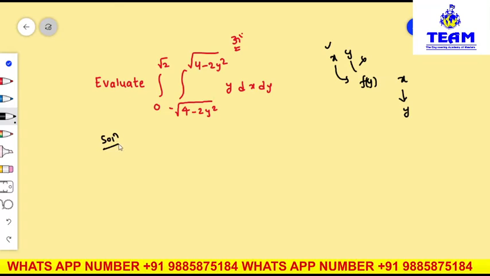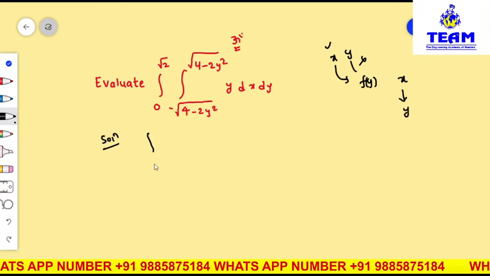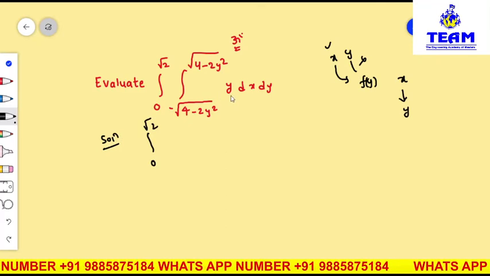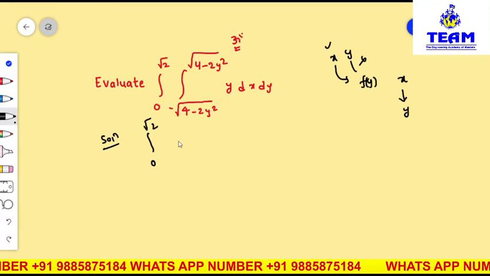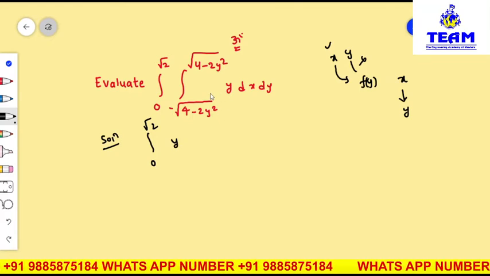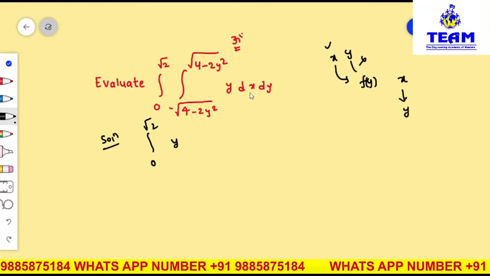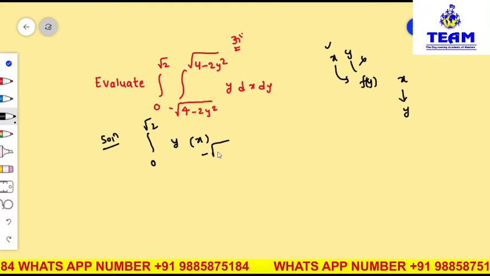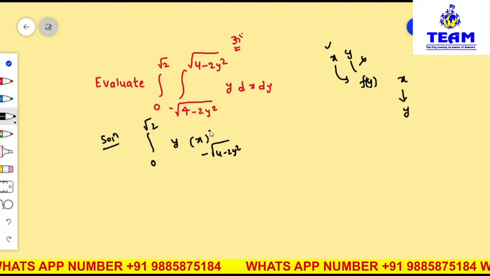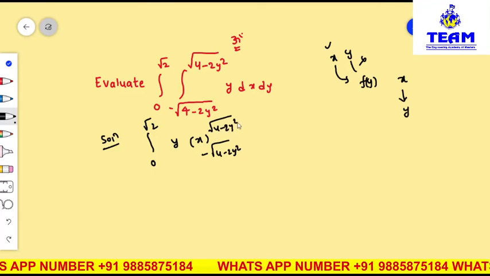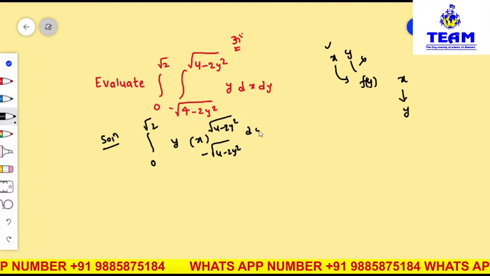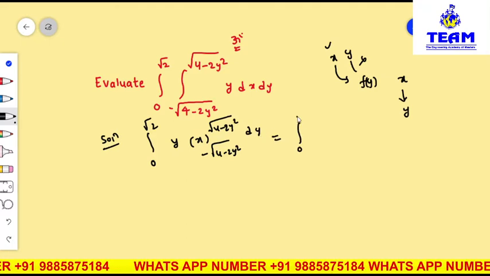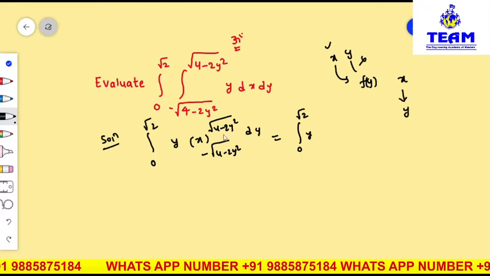I am doing the solution now. Integral from 0 to root 2, I am integrating with respect to x. Is there any x term here? No. You have y here, so keep y on the left side. The y coefficient is 1, and the integration of 1 with respect to x is x. Limits from minus square root of 4 minus 2y square to plus square root of 4 minus 2y square, into the remaining term dy.